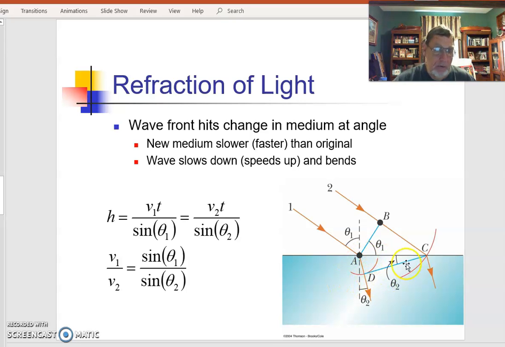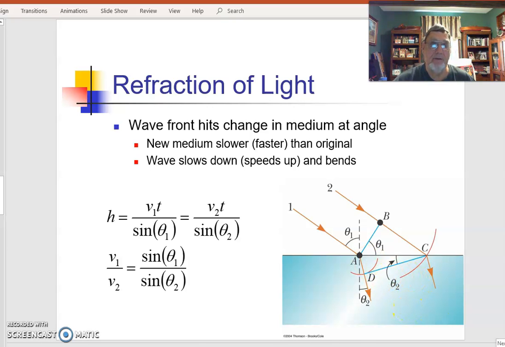In fact, you use that geometry and the fact that the time is the same to work out the relationship between the velocity and the angles. And that's the basis of what we're going to call Snell's Law. So if you hit a region where it's slower, then you're going to bend down toward the normal. If you were to speed up, then these would go further and you'd bend away from the normal.